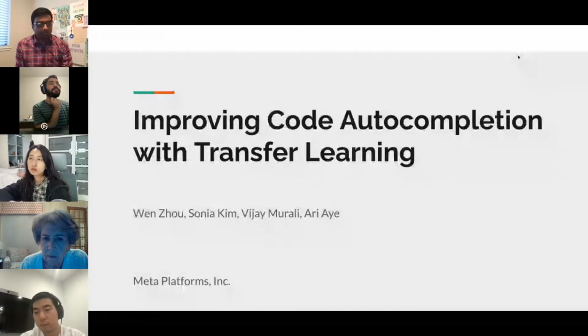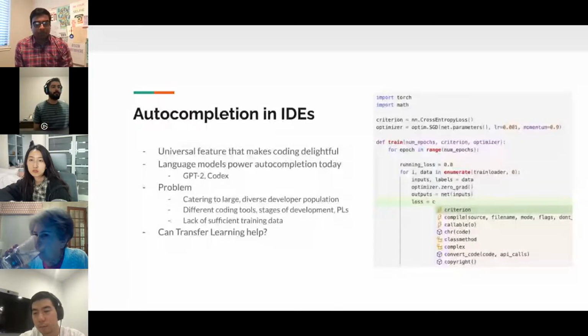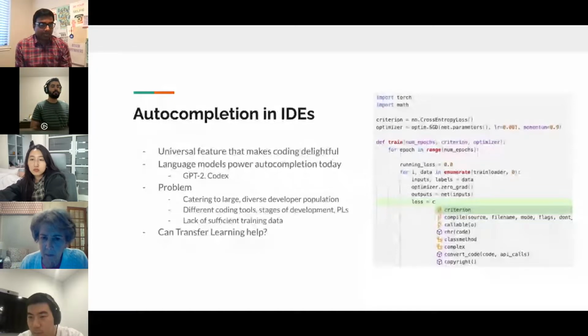Today, auto-completion is powered by language models such as GPT-2, GPT-3, Codex, Copilot, and all of these really large and powerful language models that have been trained on a large amount of data. Now, the problem with deploying auto-completion in large industrial settings is that we have to cater to a large and diverse developer population. This population is using different coding tools, working on projects in different stages of development, and using different programming languages for their projects.